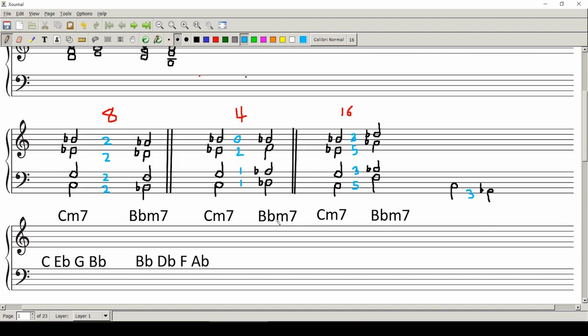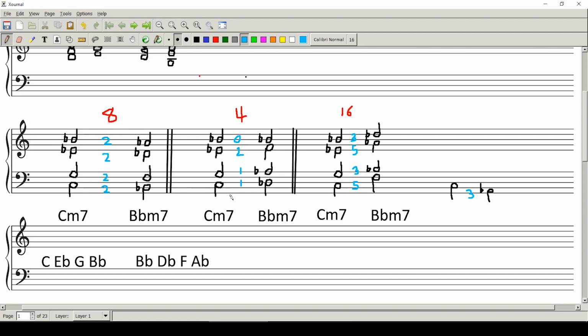One kind of nice thing I like about this is the fact that my root motion is descending. C is going down to B flat, but the overall motion here is an upshift connection. So I kind of like it when you have chord progressions like this where the root goes one direction and the voice leading goes the other direction. Root motion down, voice leading using an upshift.